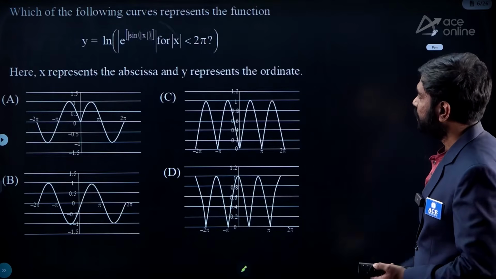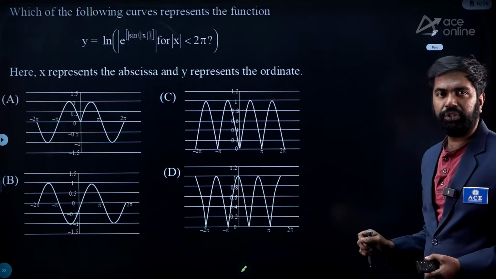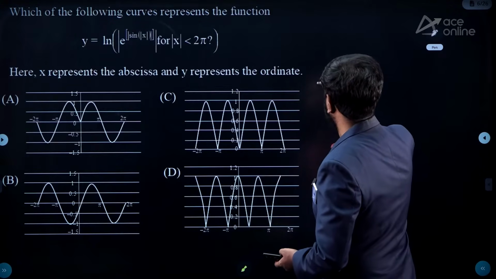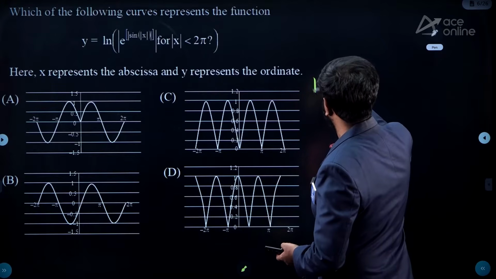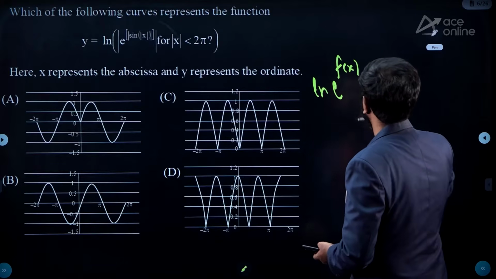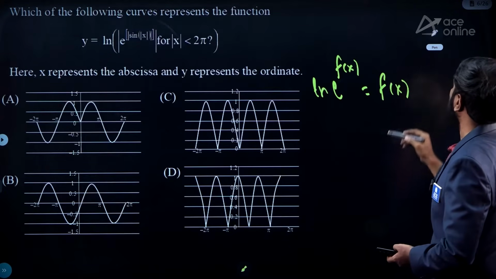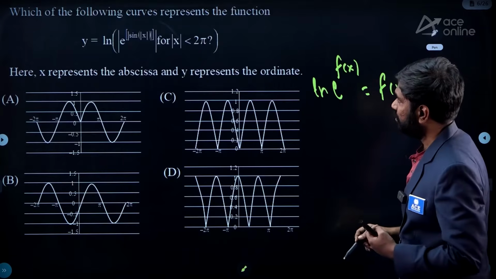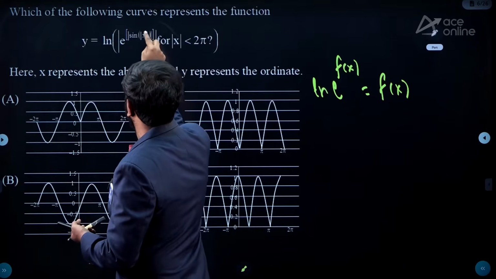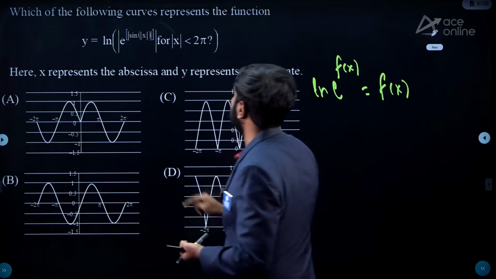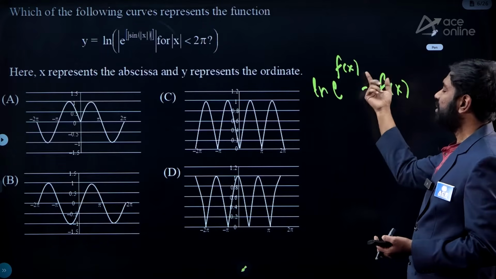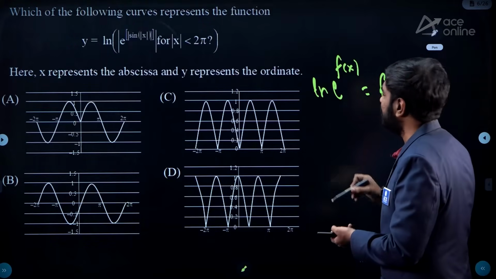So they gave a function, and then A, B, C, D are the options. You have to choose the appropriate graph. Here, you need to use this logic. Suppose I say ln e power f of x, then the answer is directly f of x. In the question, there is log and then modulus of e power, and then modulus of sine of modulus of x. So that function now resembles ln e power f of x, where the answer is directly f of x.